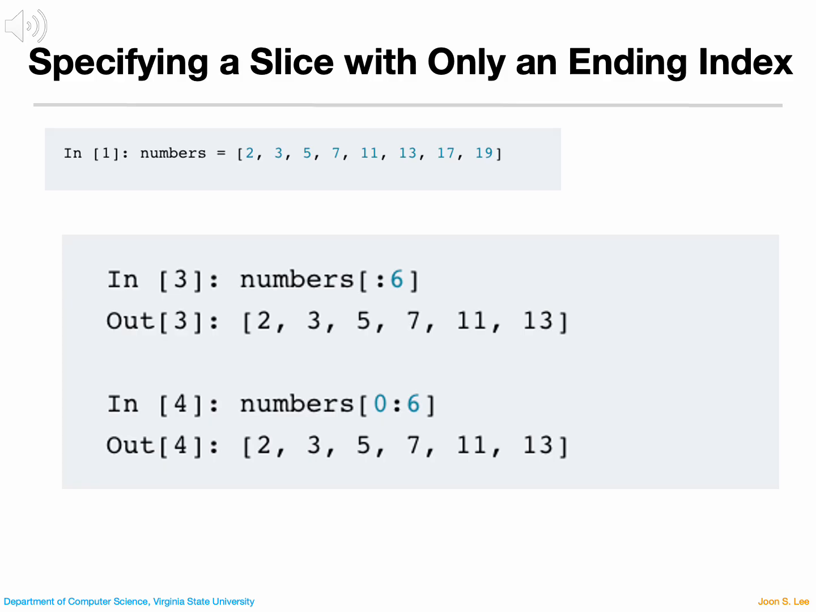Let's look at what happens when we only specify the ending index in a slice. When the start index is omitted, Python automatically assumes the starting position is 0. So when we write numbers[:6], it means start from the beginning of the list and go up to index 6, not including 6. That's why this gives the same result as writing numbers[0:6]. Both expressions return the first 6 elements of the list. This shorthand makes slicing more convenient and keeps your code clean and easy to read.